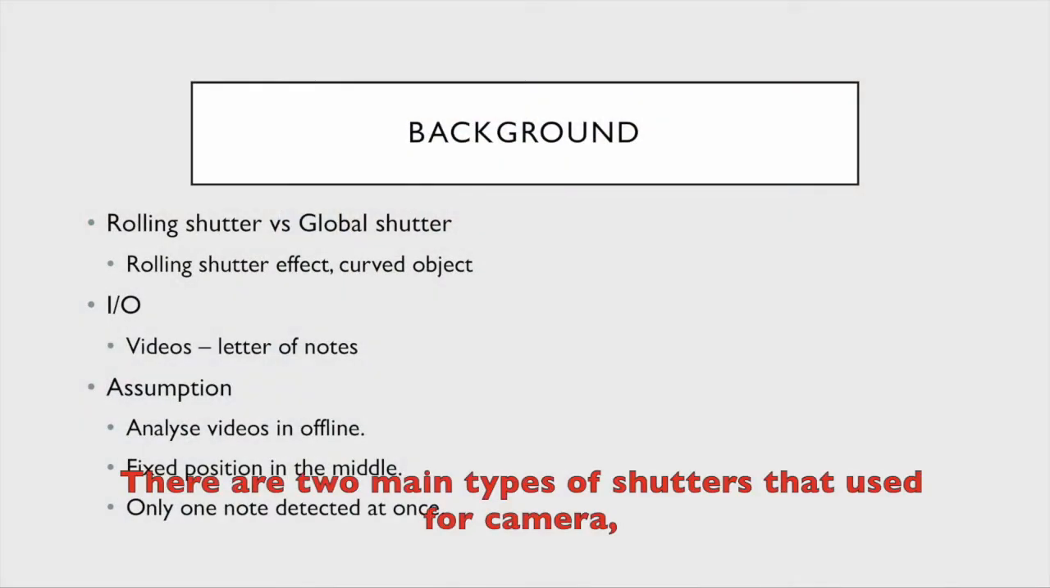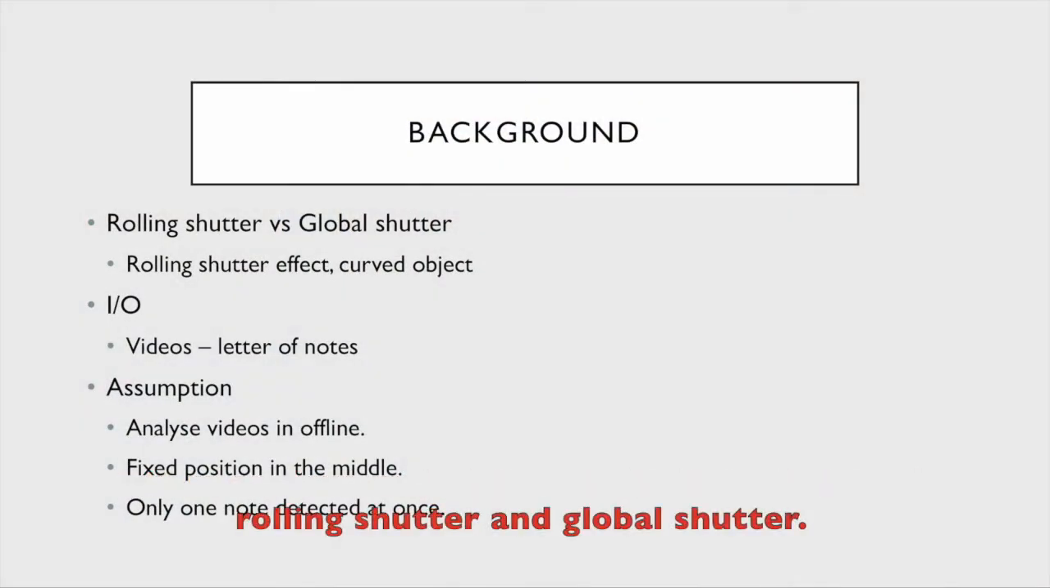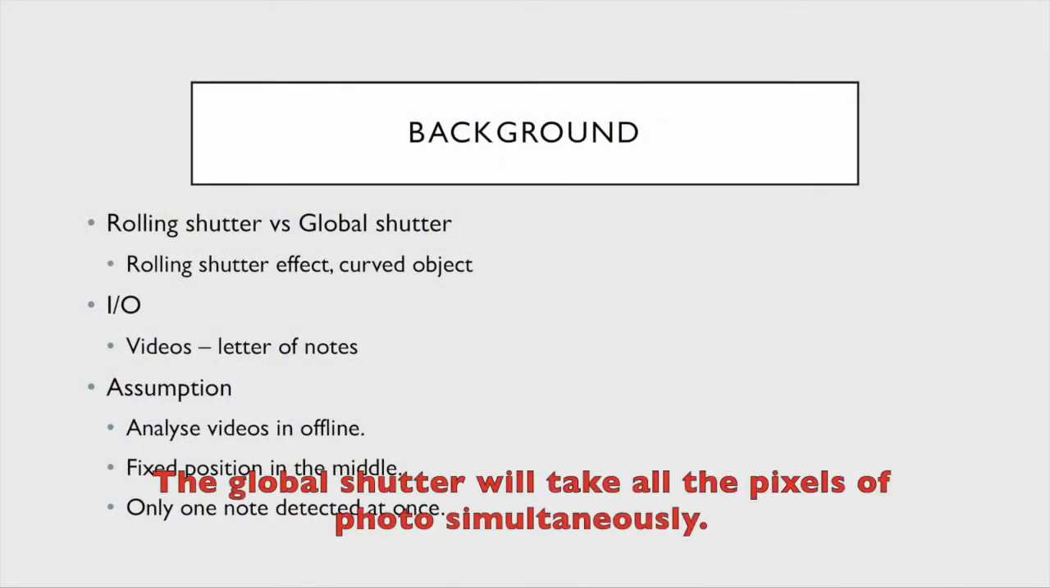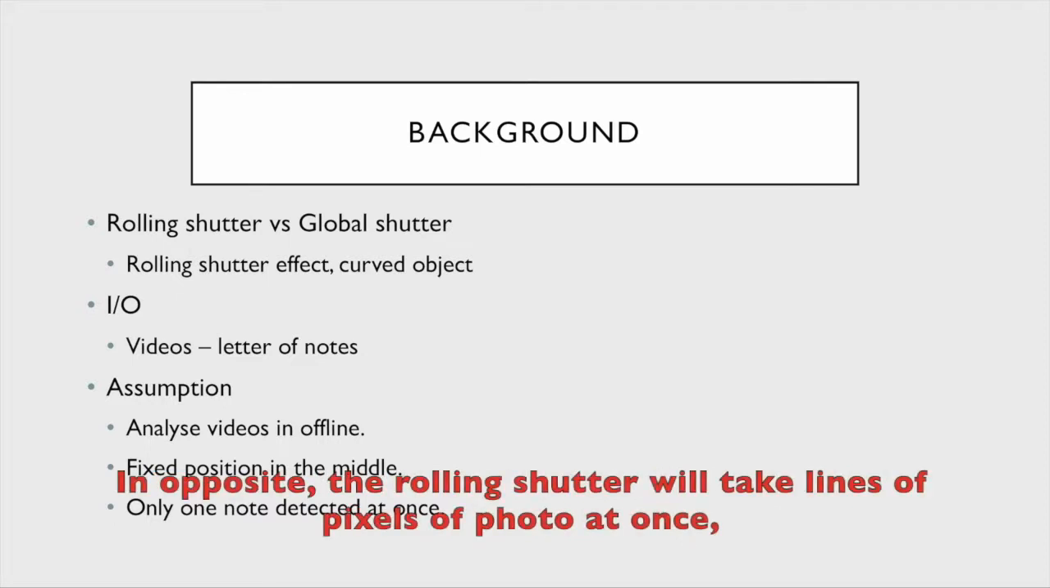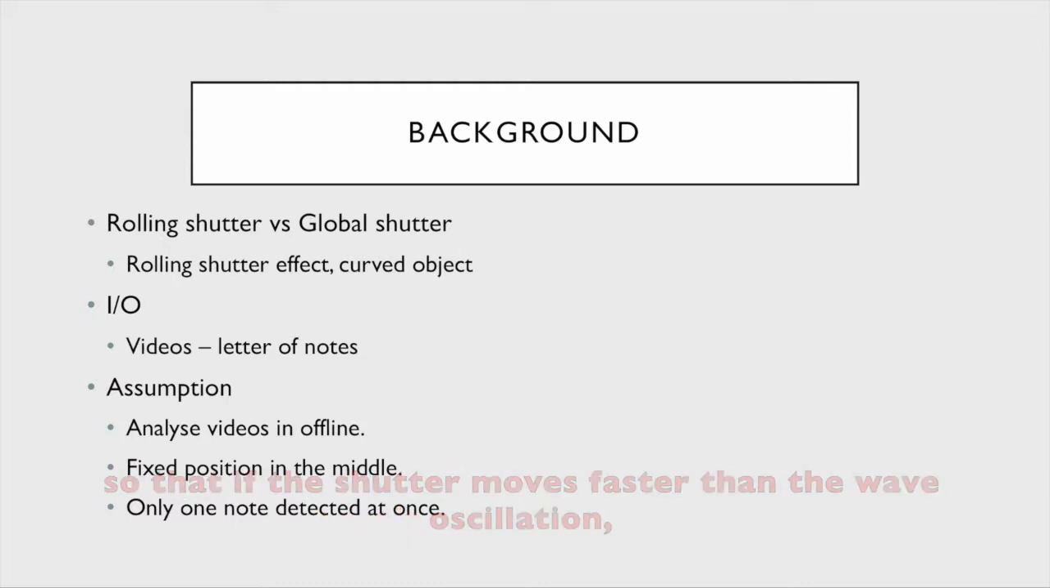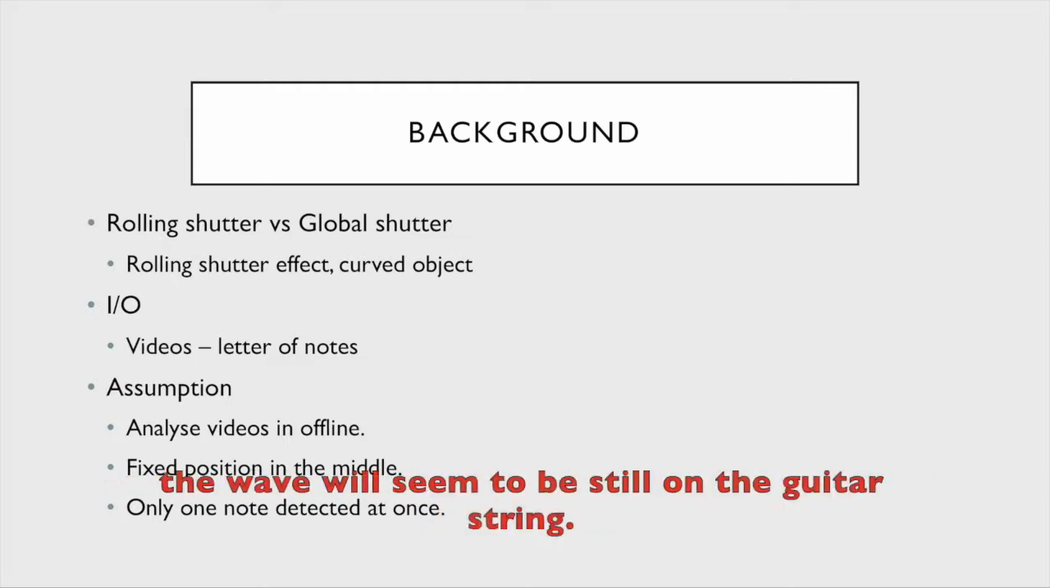There are two main types of shutter used for cameras: rolling shutter and global shutter. The global shutter will take all the pixels of the photo simultaneously. In opposite, the rolling shutter will take lines of pixels of the photo at once, so that if the shutter moves faster than the wave oscillations, the wave will seem to be still on the guitar string.